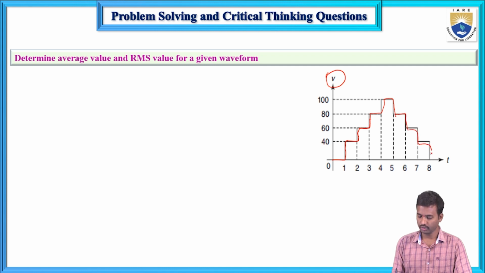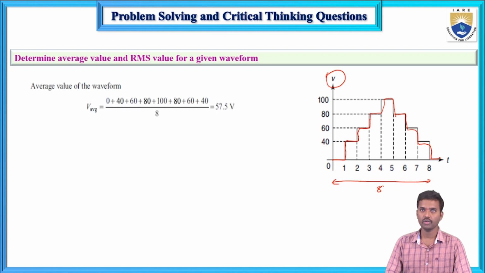determine the average value first. How will we calculate the average value? Area under the curve divided by the total time period. What is the time period here? The time period is 8. Time taken to complete one cycle is known as the time period. For this particular waveform, average value equals the area under the curve divided by total time. This area can be calculated.